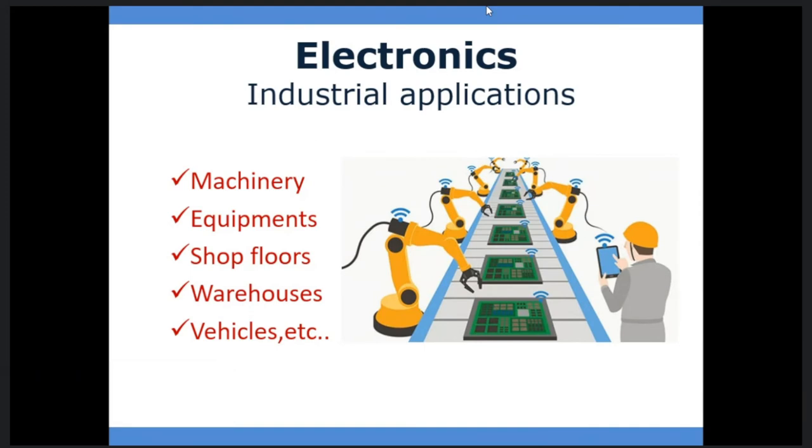Machinery, equipment, shop floor, warehouse, vehicles: electronics is found everywhere in vehicles. Not only in vehicles, but also in tracking our vehicle. After the finishing goods, we can track them with electronics. So these are the small applications, and I will give you detail when I proceed further. Just observe the slides, the first 4 to 5 slides, then we can see in detail.